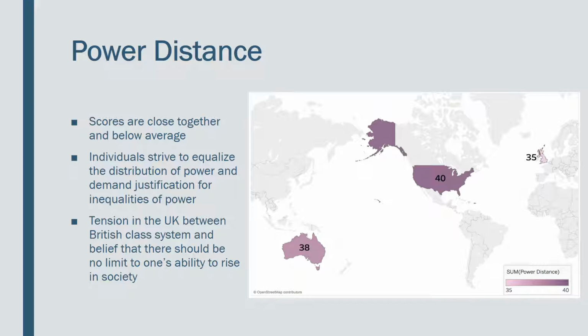Within organizations, hierarchy is established for convenience, superiors are typically accessible, and managers rely on individual employees and teams for their expertise. Both managers and employees expect to be consulted and information is shared frequently. At the same time, communication is informal, direct, and participative. Paradoxically, in the United Kingdom, there is a tension between the well-established and historical British class system, which emphasizes the importance of one's rank at birth, and the more modern belief that there should be no limit to one's ability to rise in society.